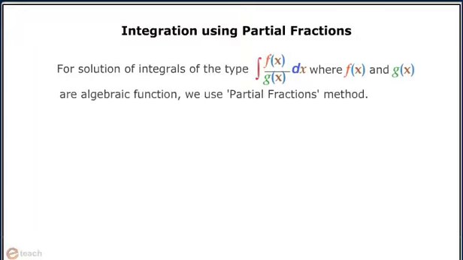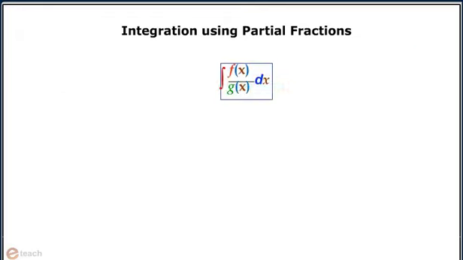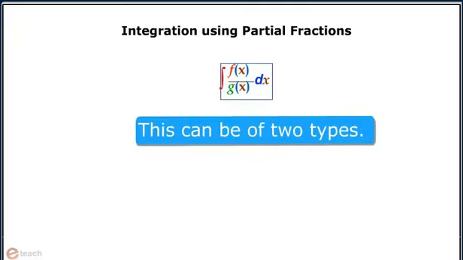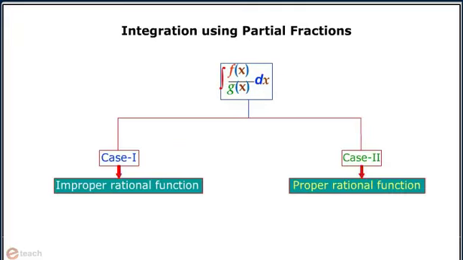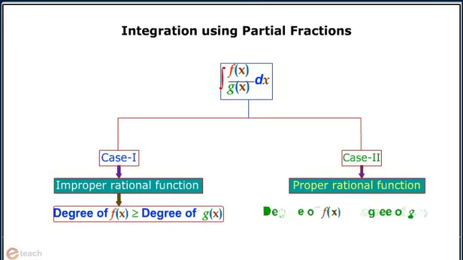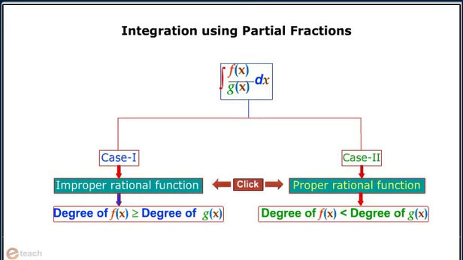Integration by using partial fractions. For solution of integrals of the type integration f(x) by g(x) dx, where f(x) and g(x) are algebraic functions, we use the partial fractions method. Now this can be of two types as shown in the following table. Click on the buttons improper rational function and proper rational function to know more.